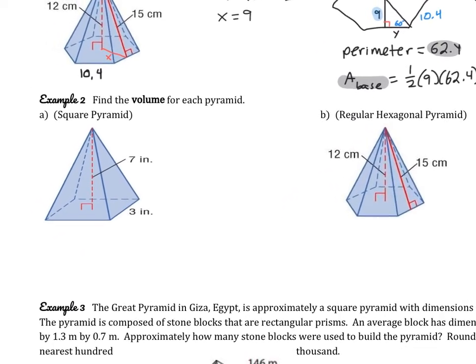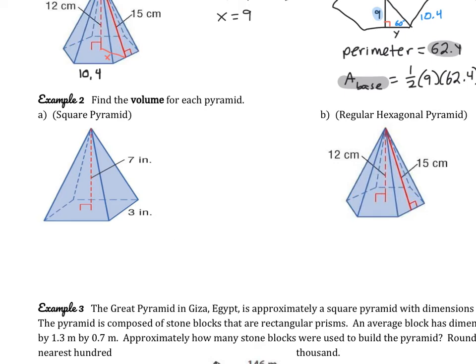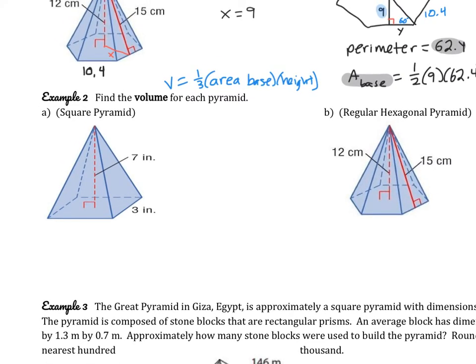Okay, so now we're going to be finding the volume of each pyramid. Remember, for volume, our formula is 1/3 times area of the base times height. So let's look at this first example. Here we are given the height. Remember, the total height should always be from the center of your base up to the vertex. And then we have a square pyramid, so we know that all four sides should be 3 inches. That means we have everything we need to find the volume of this square pyramid.